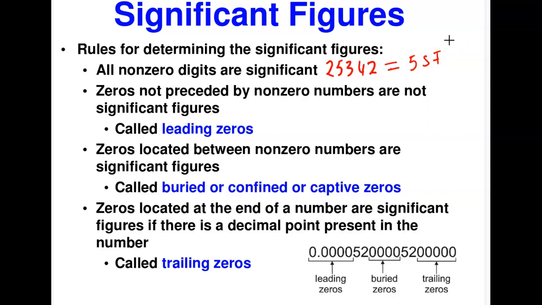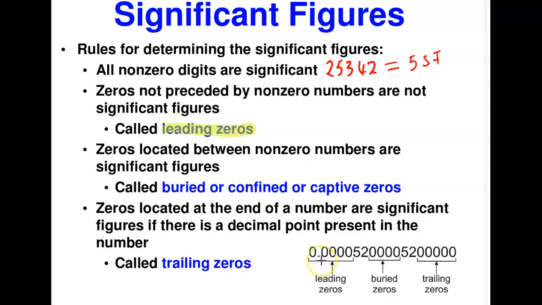Now, managing non-zero digits is very easy and simple to handle. But if we come to managing zeros, it becomes a problem. That is why we have different types of zeros in significant figures. The first one we're going to look at is what we call the leading zeros. The leading zeros are zeros that come before any non-zero digit.